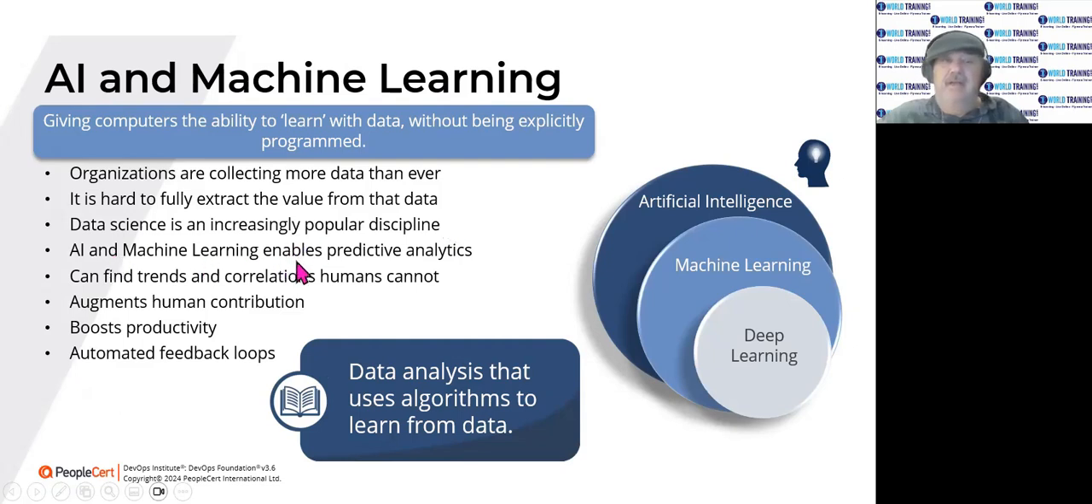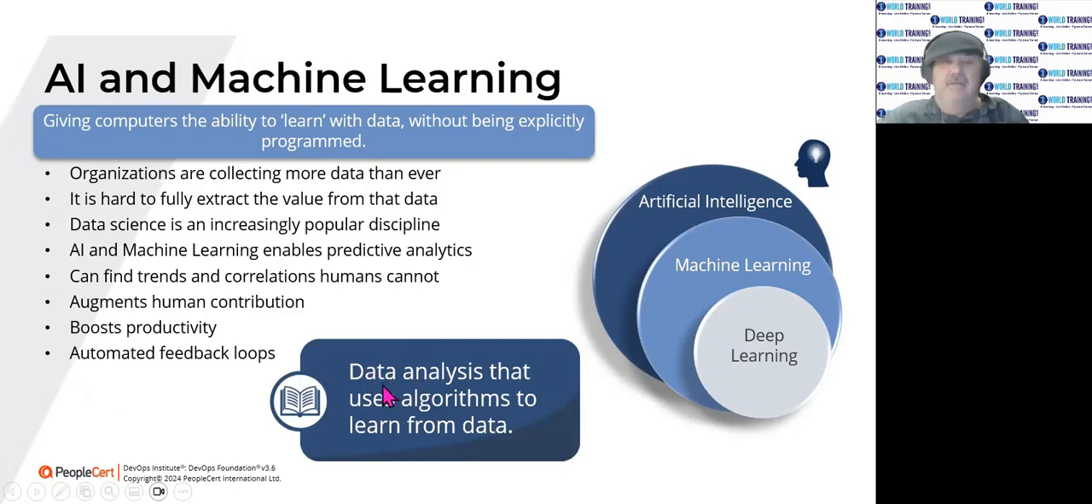AI and machine learning enable predictive analytics primarily, so that you can look at data and get inferences from the data, find trends, correlations, things that are hard for humans to do manually, at least normal humans. It augments the human contribution, so humans can steer the analysis overall and leverage these tools. That boosts productivity and automates feedback loops.